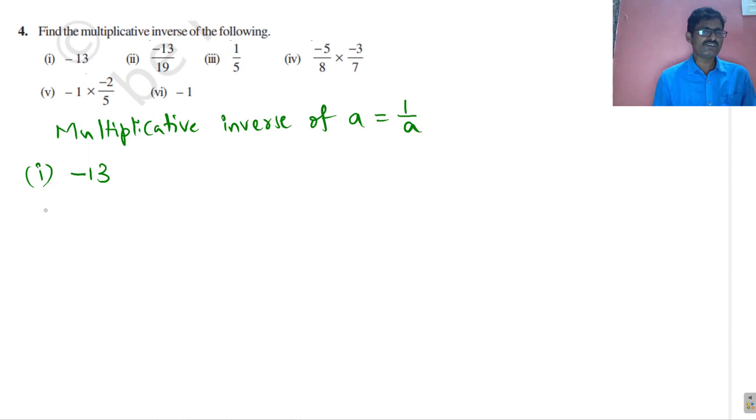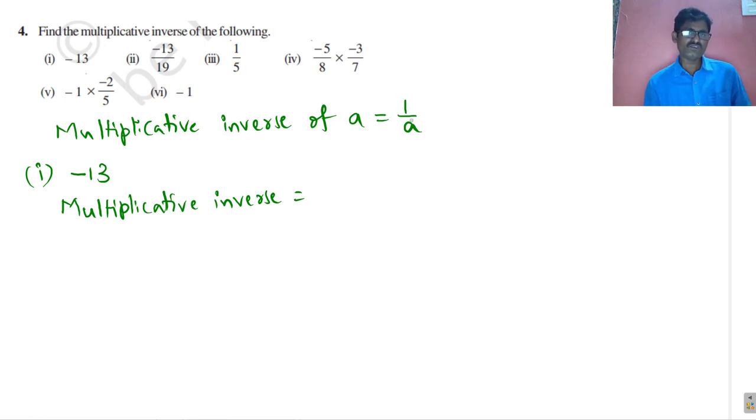Given number is negative 13. So multiplicative inverse of this negative 13 equal to, as we know that multiplicative inverse of a is 1 by a, we can write the multiplicative inverse of negative 13 as 1 by negative 13, which is equal to negative 1 by 13. Second problem, negative 13 by 19.